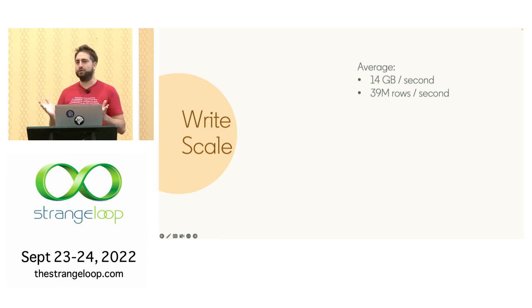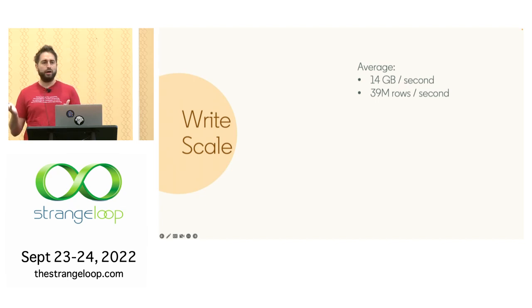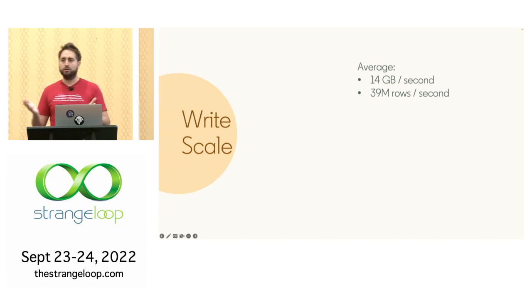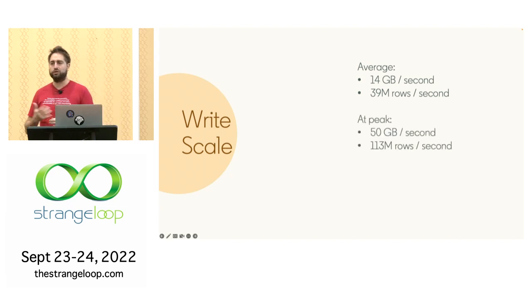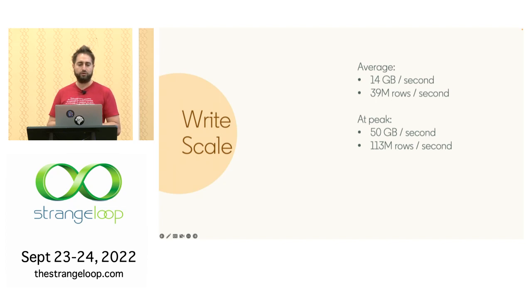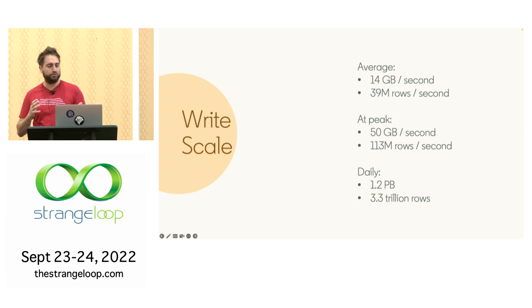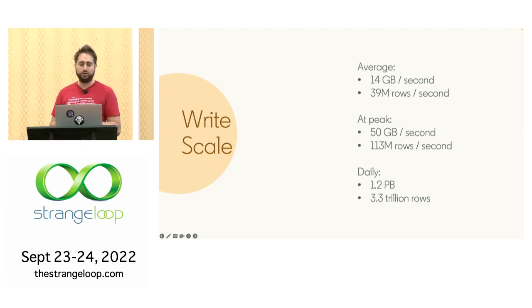But the average is deceiving, as you can imagine, because when you have so many full pushes going on, obviously the write workload is spiky. So at peak, Venice ingests 50 gigabytes per second, more than 3 times as much, and it adds up to 113 million rows a second at peak. On a daily basis, Venice is writing more than a petabyte of data and more than 3 trillion rows. So this is one of the data systems at LinkedIn, I would say, that ingests the most data.